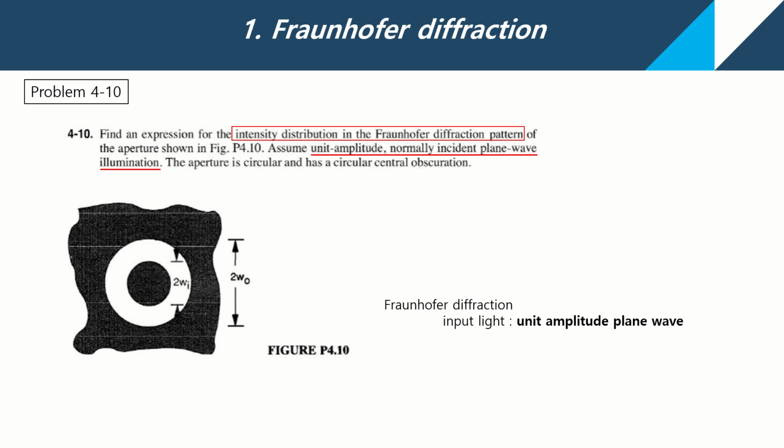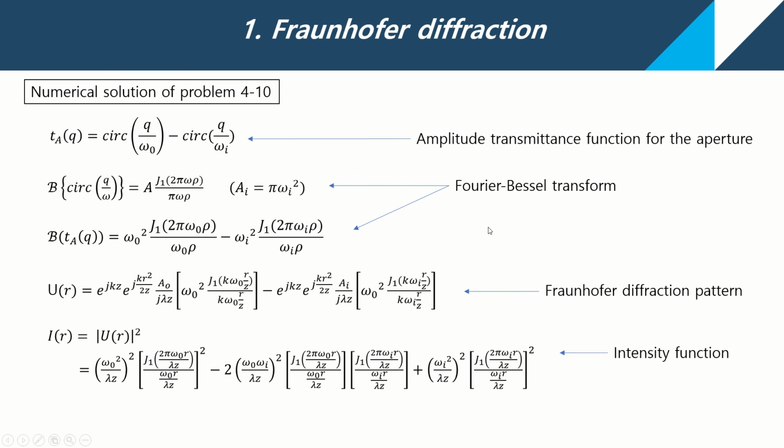Now let's check problem number 10. We had to get the intensity distribution in the Fraunhofer diffraction pattern in case of a ring aperture. And in Fraunhofer diffraction, we have to assume that the input light is a unit amplitude plane wave. The numerical solution of this problem is like this.